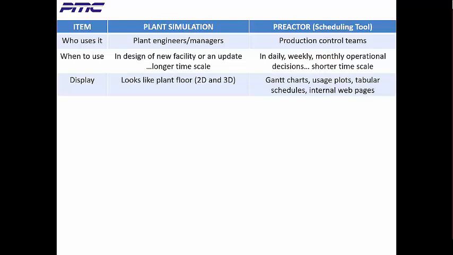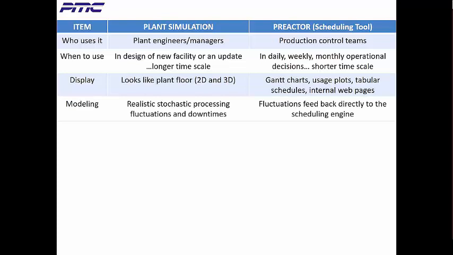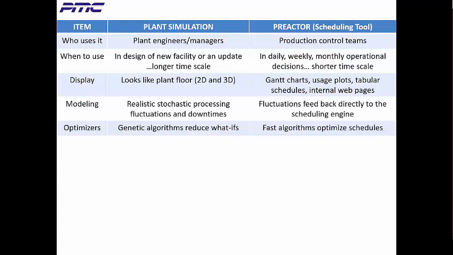Plant Sim's main display looks like the plant floor in either 2D or 3D, while Preactor uses Gantt charts, usage plots, tabular schedules, and internal web pages. Plant Sim models realistic stochastic processing fluctuations and downtimes that simulate randomness that occurs on the plant floor. In Preactor, fluctuations feed back directly to the scheduling engine. Plant Sim includes a genetic algorithms optimizer that can slash the time required to cover all what-if possibilities, like experimenting with the scheduling of parts.